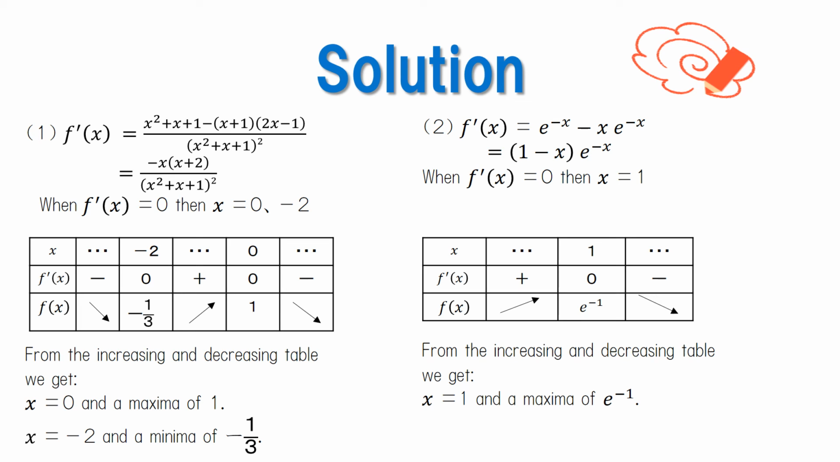For number 2, we get f prime of x equals e to the negative x power minus x times e to the negative x power. That equals (1 minus x) times e to the negative x power. When f prime of x equals 0, then x equals 1. From the increasing and decreasing table, we get x equals 1 and a maxima of e to the negative 1 power. Were you able to answer both questions correctly?